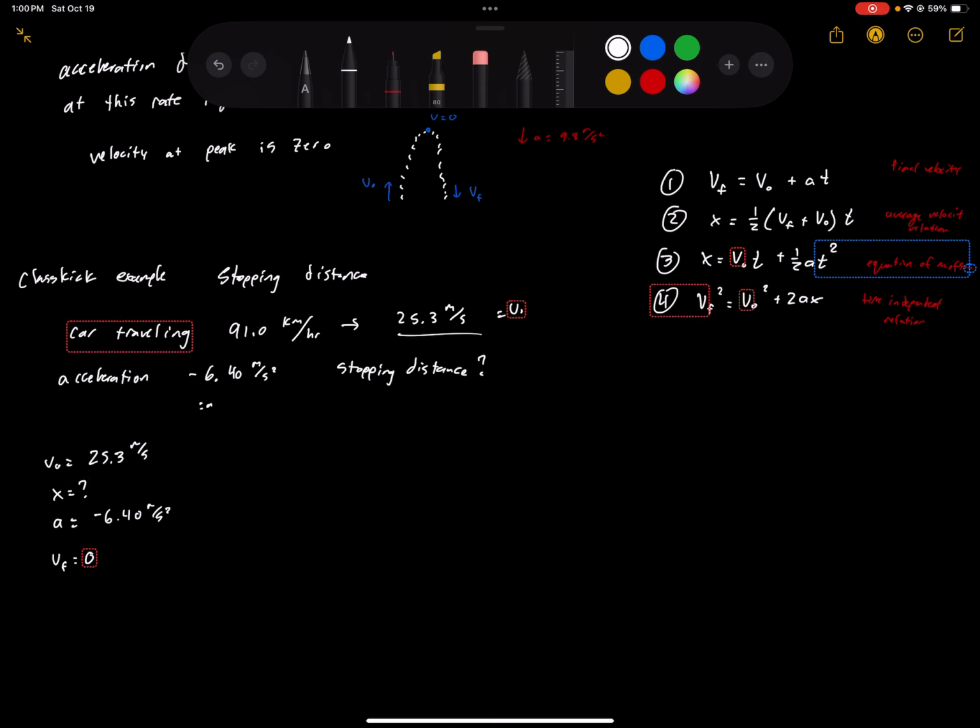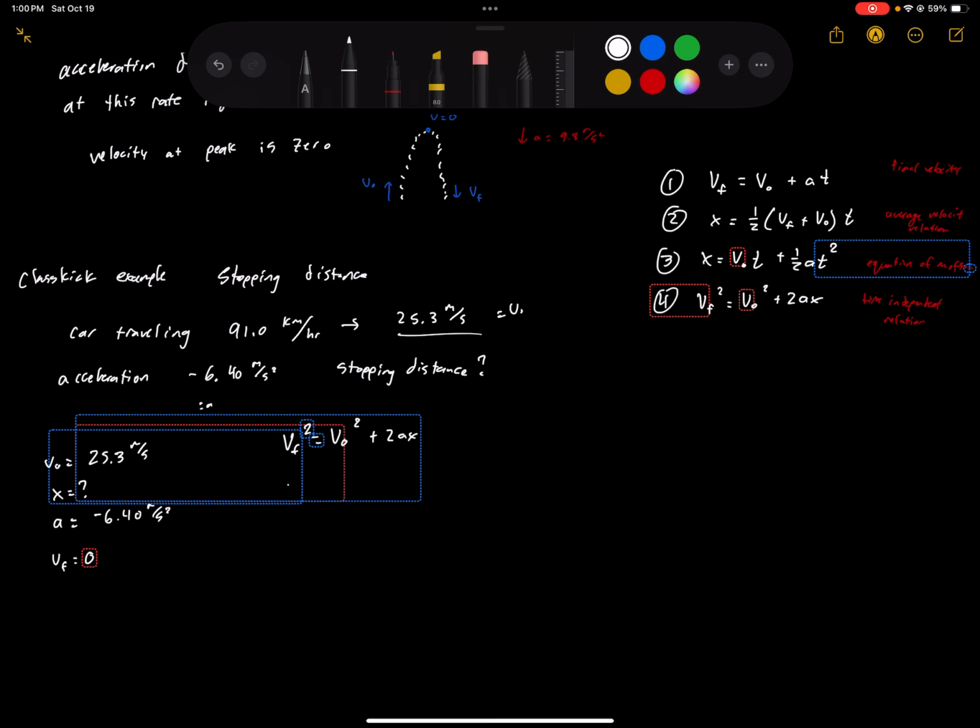There's one equation that has all of these variables, and that's equation 4. It has final velocity, initial velocity, acceleration, and displacement. That's part of the reason why it's called the time-independent relation: there's no time. So when you have a problem where you don't need time, you're going to use equation 4. So let's write it out. VF squared equals V naught squared plus 2AX. Let's just plug in the numbers to make it as straightforward as possible.